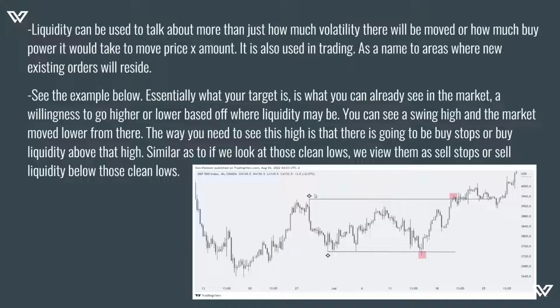You can see the swing high in the market, this high here, and then price moved lower from there to create a swing low. So we have this structure here. The way you need to see this high is that there are going to be buy stops or buy liquidity above that high. So we can call this buy side liquidity. Similarly, if we look at the clean lows down here, we view them as sell stops or sell side liquidity below these clean lows. So this is where sellers are looking to grab liquidity before a move up, and this is where buyers are looking to grab liquidity before a move down.